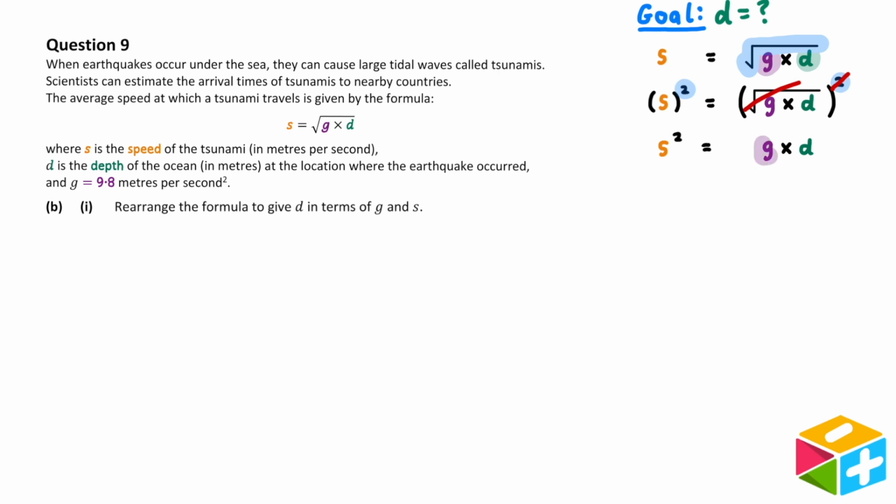Now let's get rid of the g. This is being multiplied by the d. To get rid of it, we should do the opposite, which is division. So the next step is to divide both sides by g. Multiplication by g will cancel with the division by g, so we end up with a final answer of d being equal to s squared over g.